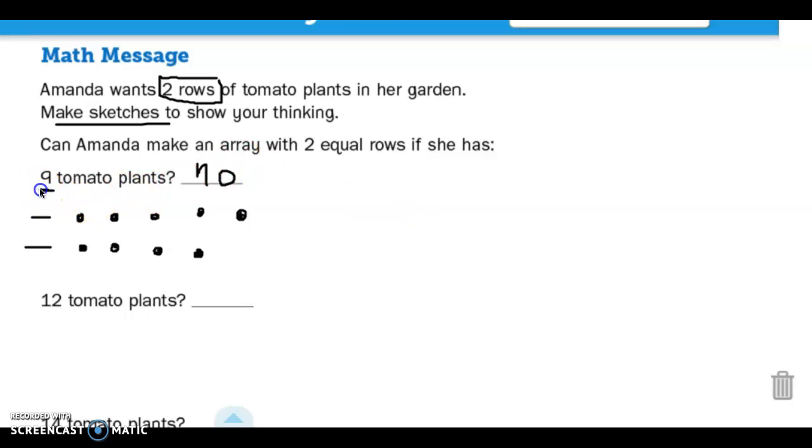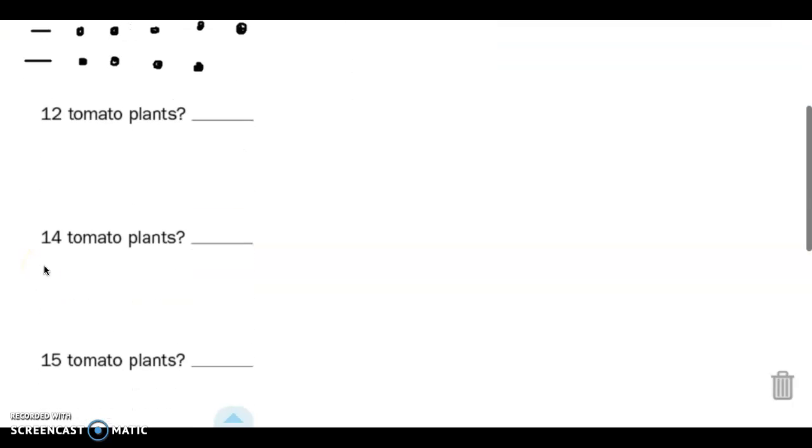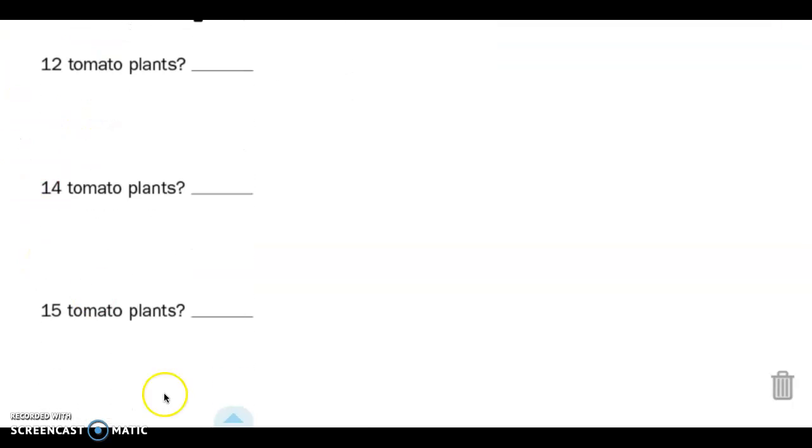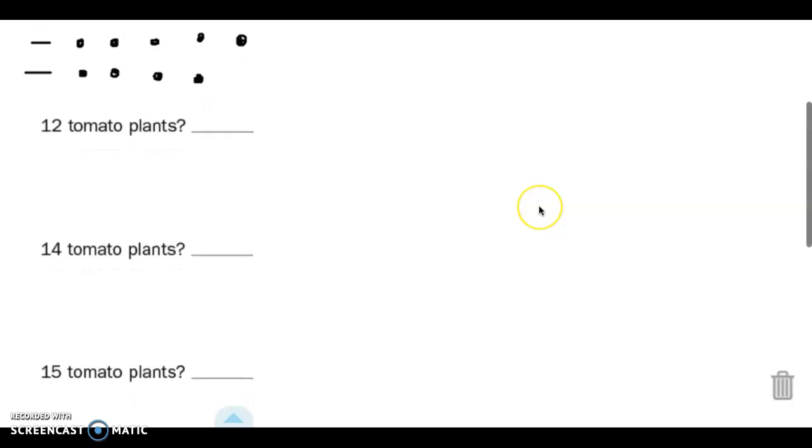Think about what you know about the number 9. Remember exploring even and odd patterns. Think of what kind of number 9 is. I want you guys to go ahead and try 12, 14, and 15. Maybe you know the answer without even having to draw out the pictures, and that's okay. I want you to put me on pause, write your answers, or get an idea down, and then unpause me when you have them. All right, go ahead.